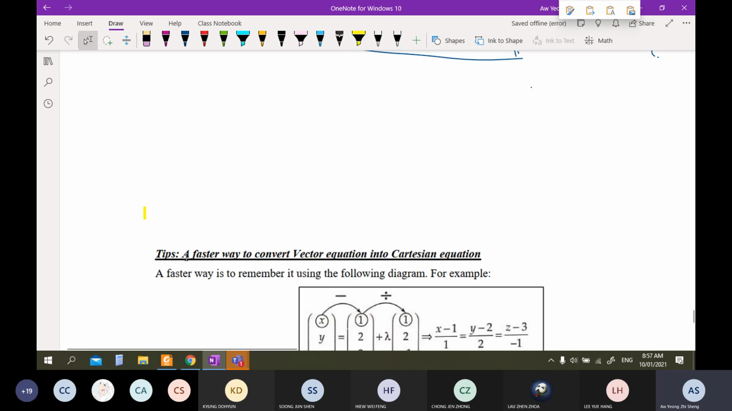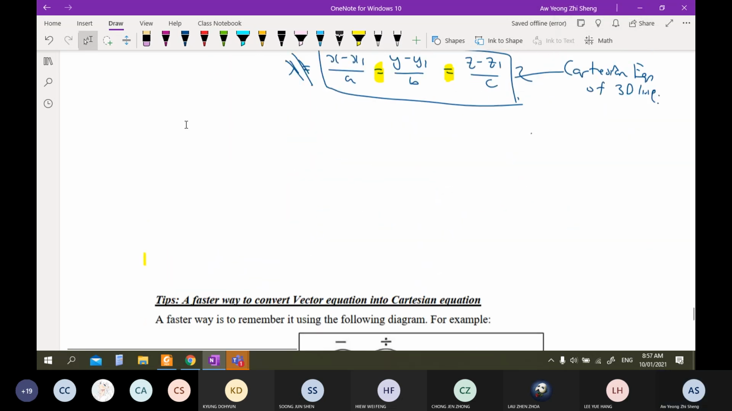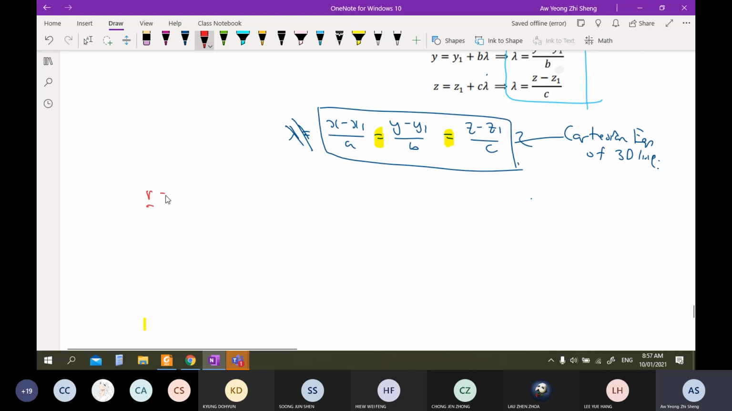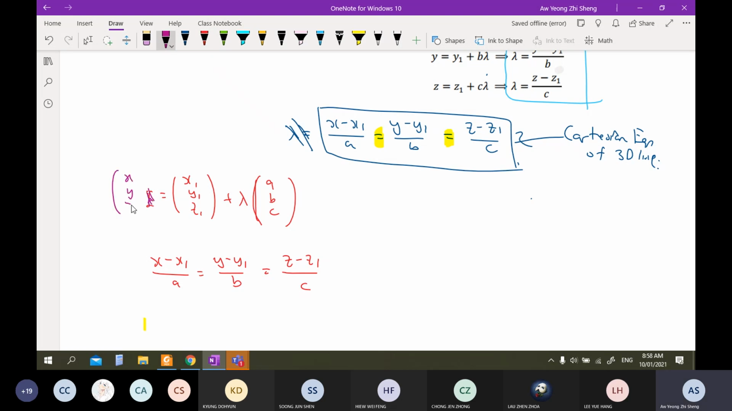Now, what did we start off with? We started off with this: r equals (x1, y1, z1) plus lambda (a, b, c). Then at the end, you get the Cartesian form, being (x minus x1) over a, (y minus y1) over b, (z minus z1) over c, all linked up by using equal signs. So we know that the r here can be replaced by x, y, z.